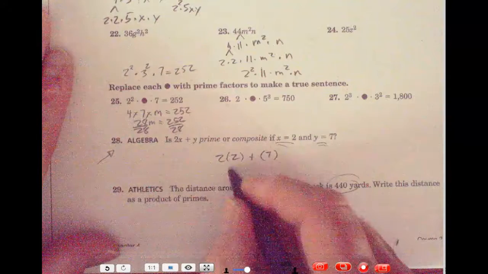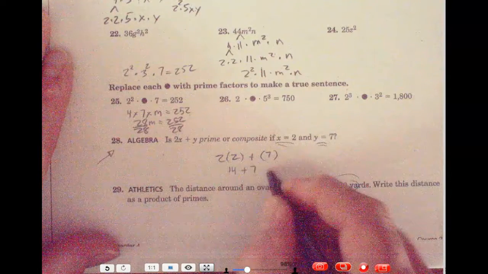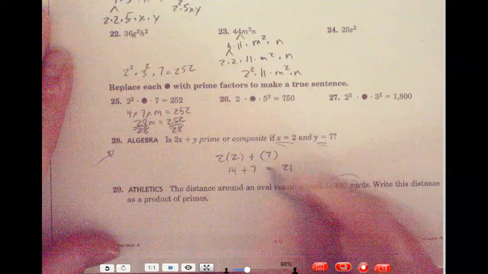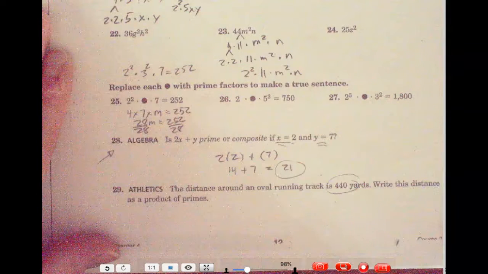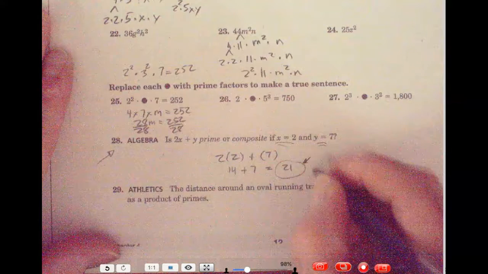So we just do it. 2 times 7 is 14, plus 7 equals 21. So we're looking at 21. Is 21 prime or composite? Well, 3 goes into it. 2 plus 1 is 3, so this has to be composite.